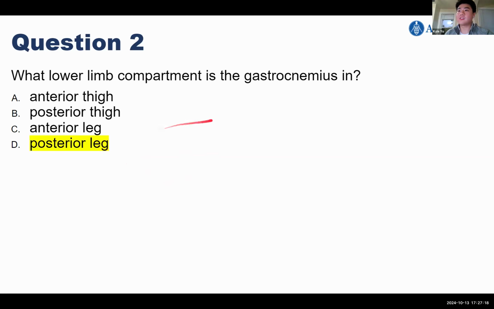All right, so the gastrocnemius would be in the posterior leg. Again, remember the thigh is going to be the region between the hip and the knee joint, and then the leg is going to be from the knee joint and down below. So it would be in the posterior leg compartment.